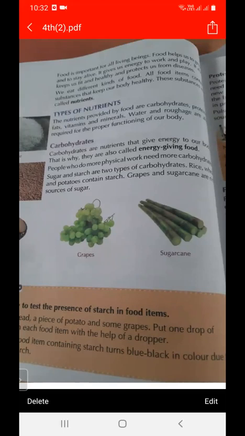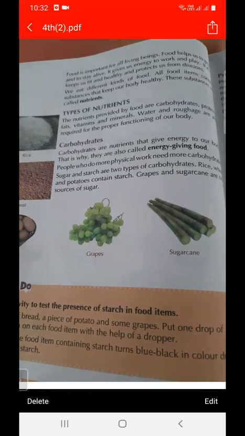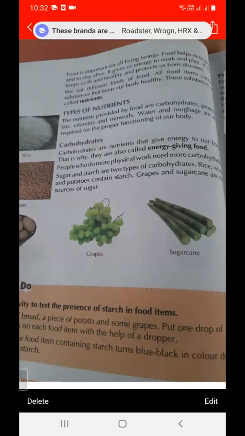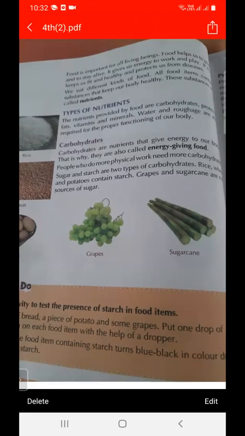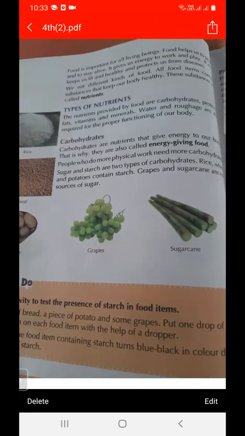First is carbohydrates. Carbohydrates give energy and are an energy giving food. Carbohydrates are nutrients that give energy to do work, and they are called energy giving food.